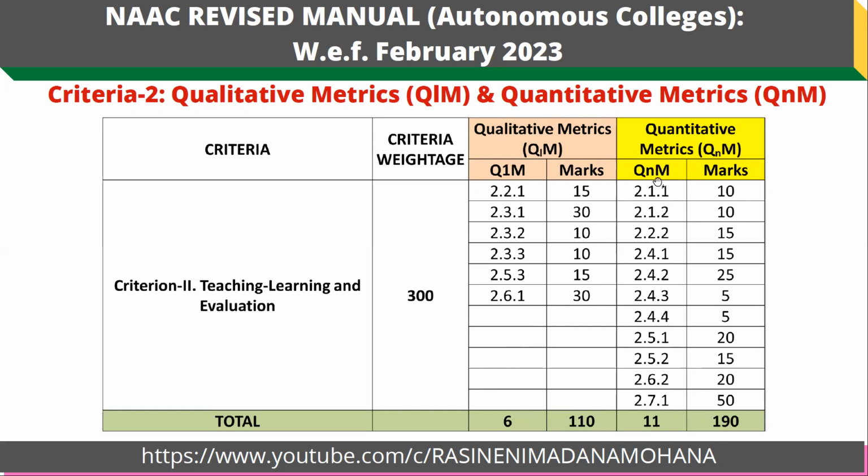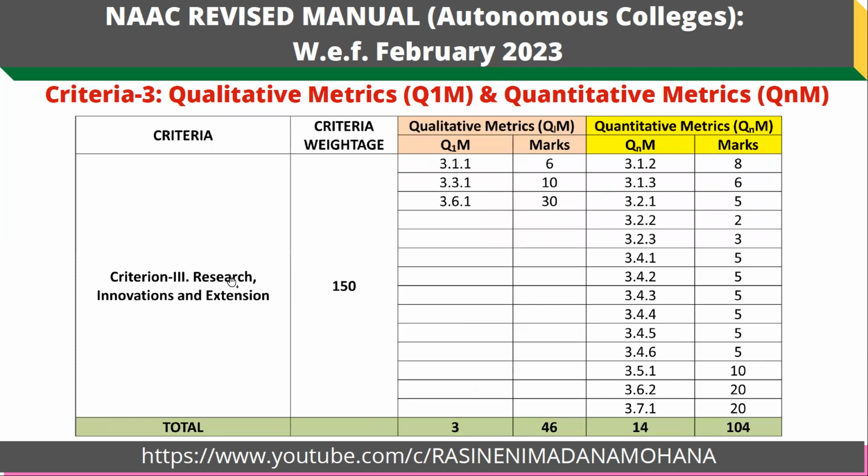Then 11 quantitative matrices are there. Those are all 2.1.1, 10 weightage, 2.1.2, 10 weightage, 2.2.2, 15 weightage, 2.4.1, 15 weightage, 2.4.2, 25 weightage, 2.4.3, 5 weightage, 2.4.4, 5 weightage, 2.5.1, 20 weightage, 2.5.2, 15 weightage, 2.6.2, 20 weightage, 2.7.1, 50 weightage. Total 11 quantitative matrices, which total weightage is 190.